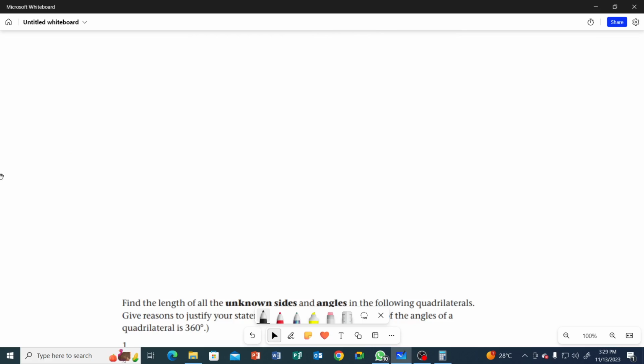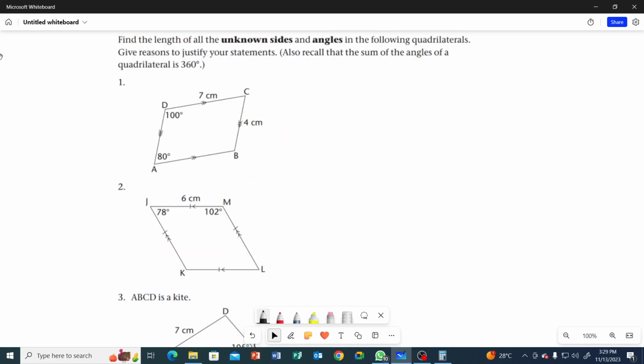Now let us deal with quadrilaterals. There's an important fact that they're telling us here about quadrilaterals. Recall that the sum of angles of a quadrilateral is 360 degrees. That's an important thing to note. Now here we are asked to find the length of the unknowns.